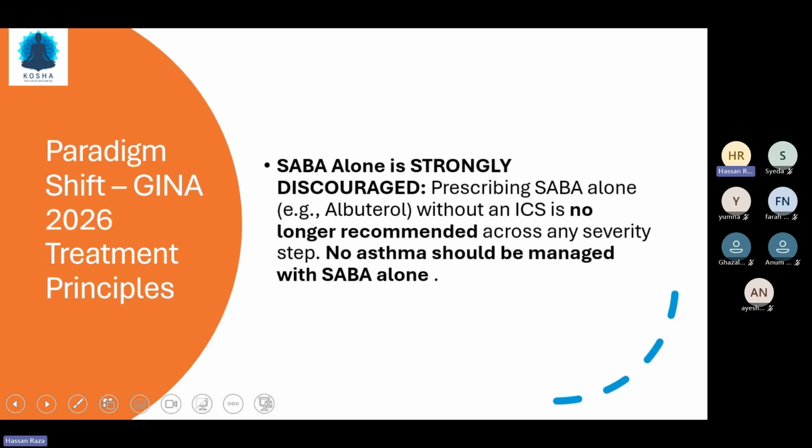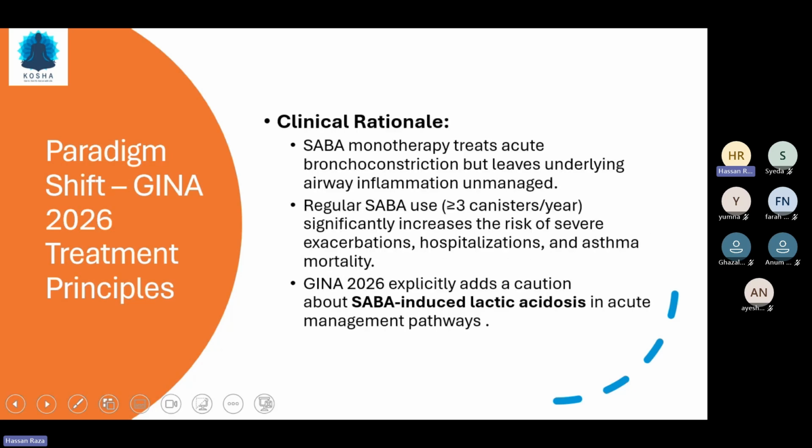Why? There's a big reason, and they describe the rationale as well. They say if you give SABA, salbutamol or albuterol alone, it will not treat the underlying inflammatory condition which the patient has. It will only relieve the symptoms. Since the underlying condition has not been treated, the patient will need more and more doses of these short-acting beta-2 agonists. And what will happen?